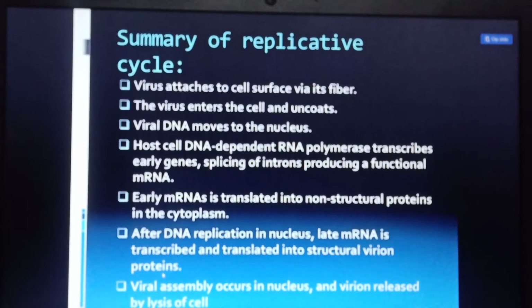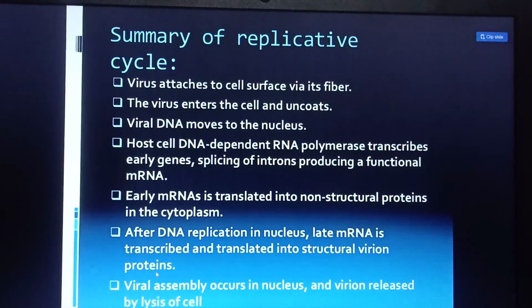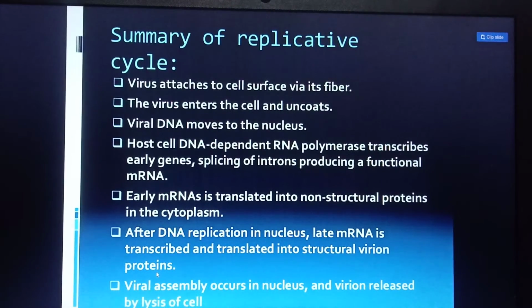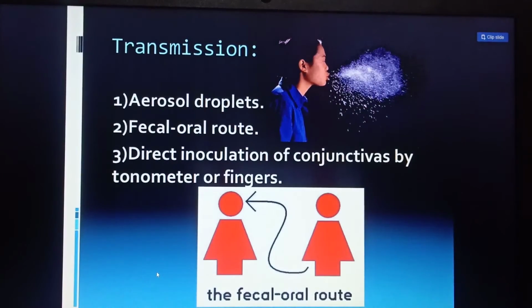Okay, so M means messenger, messenger RNA is produced, and that is transmitted to the cytoplasm for protein production, while the DNA replicates in the nucleus, and the late mRNA is translated and the virion proteins are released. These virus proteins stimulate lysis, the breakdown of the cell structure, causing the disease condition. Okay, so that is virus replication.